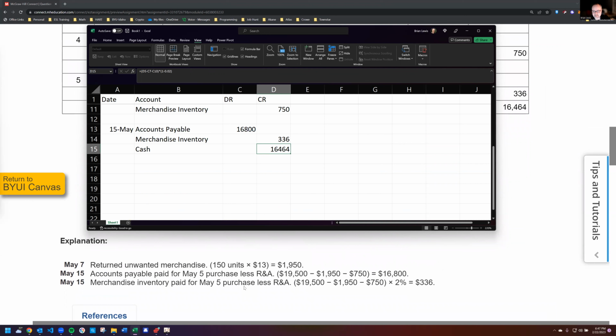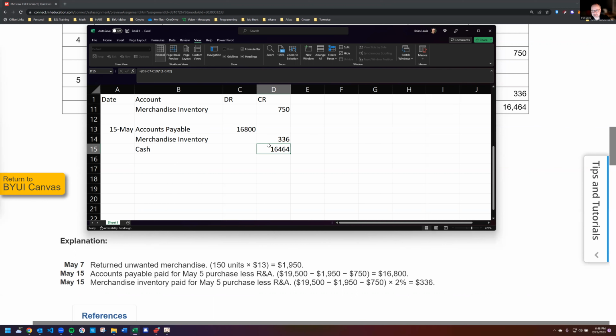Oh, that's the explanation. Already got that down. See how they did this about the same to get to the 1646, I think. Is that right? Yeah. They took 19.5 minus the 1950 minus the 750 times 2% to get this amount right here, right? That's how they got that. They already knew this because it was just the math already. This times 2% gets you this, and then you just figure out what cash should be. The 16.8 minus the 336 equals the 16,464. That's how they approached it.